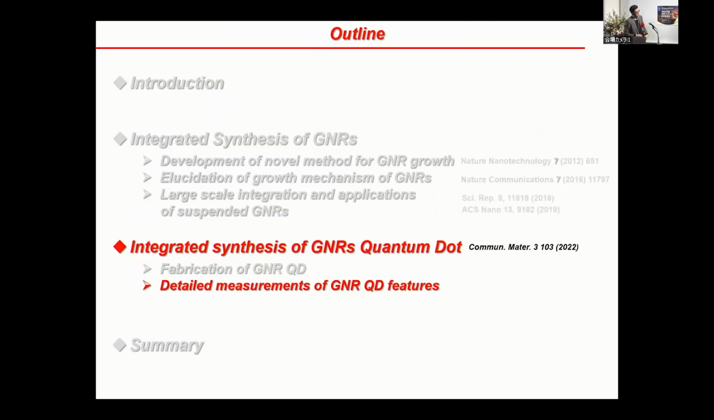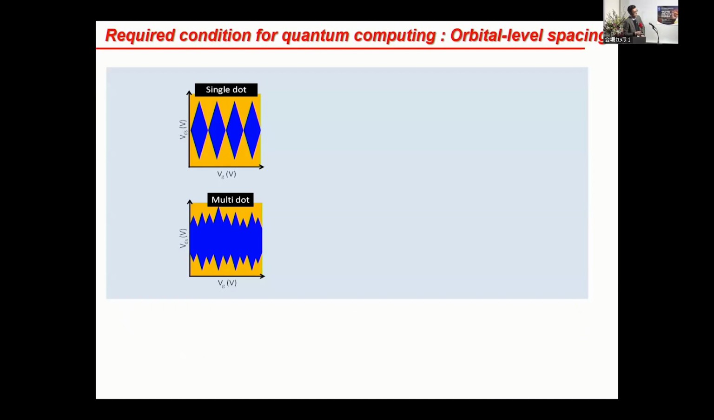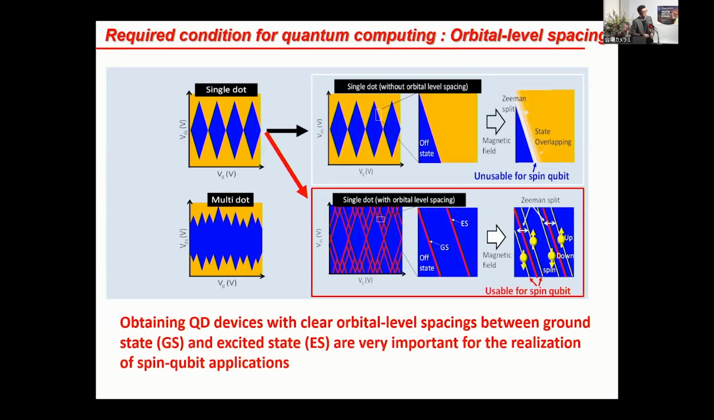Okay, so now I just showed that our fabricated graphene nanoribbon can form quantum dot-like features. But just showing the Coulomb diamond itself is not enough for spin qubit fabrication, because for a spin qubit, we need to use the up and down spin of the ground state. So to realize this kind of spin control, clear ground states and excited states should appear in this Coulomb diamond.